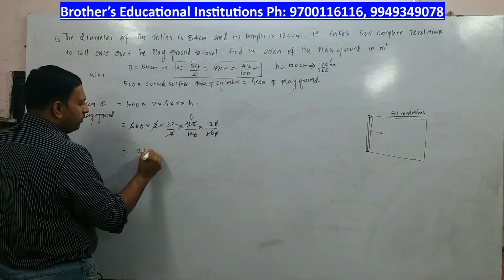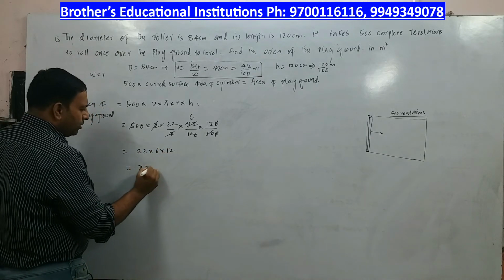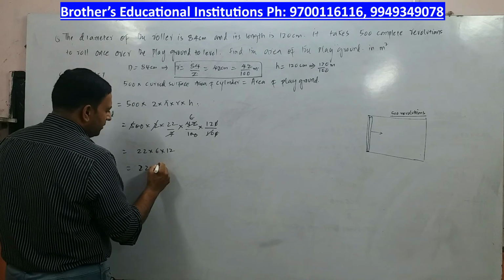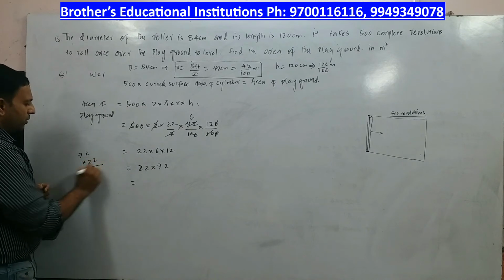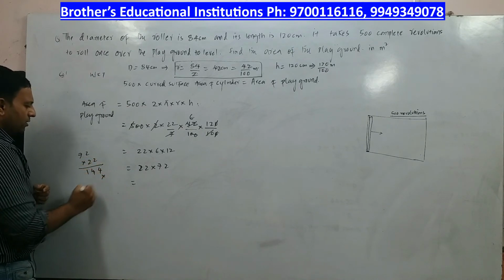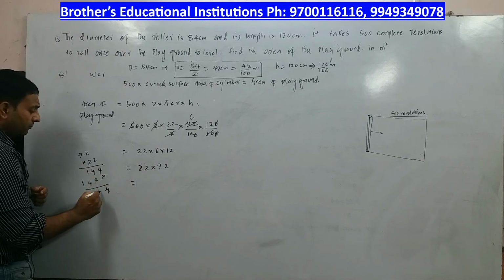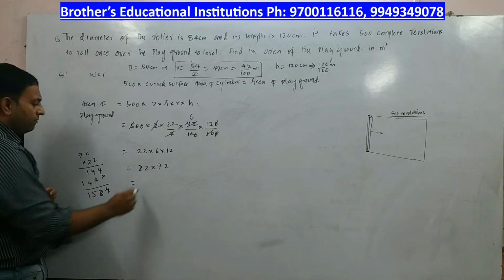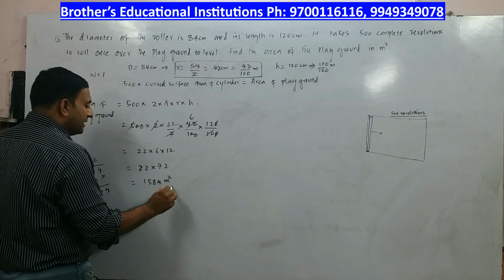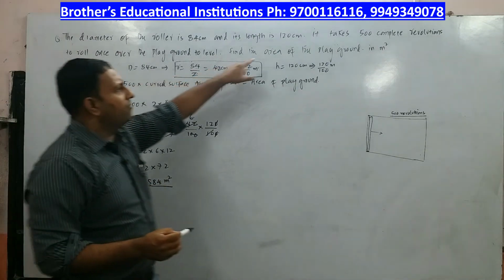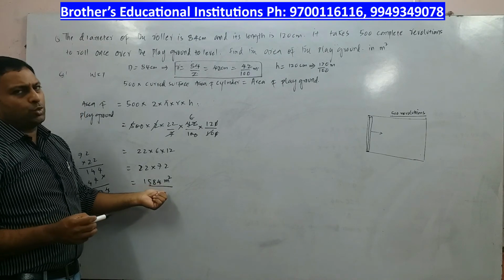So it is 22 into 6 into 12, and let me multiply. It is 22 into 12, 6s are 72. So 22 into 72, let me multiply. 72 into 22, 2 2s are 4, 2 7s are 14. So it is 1584 meters. So the area of the playground is 1584 square meters. All right.